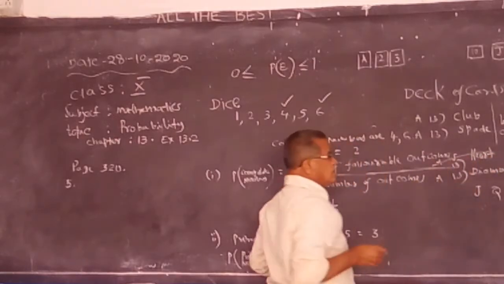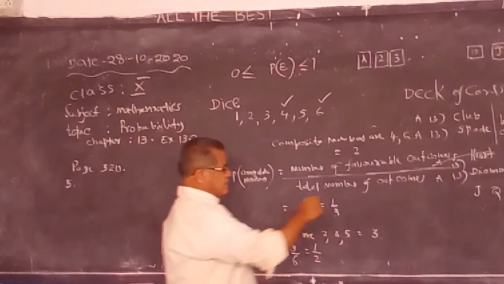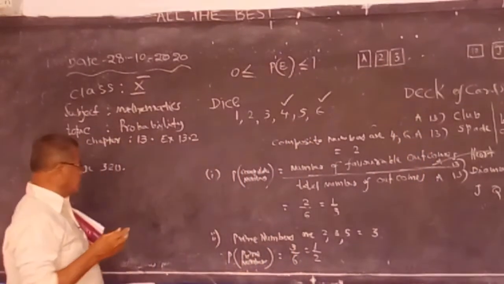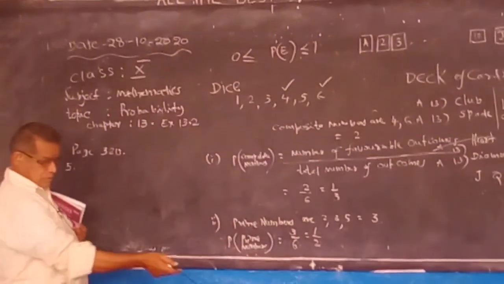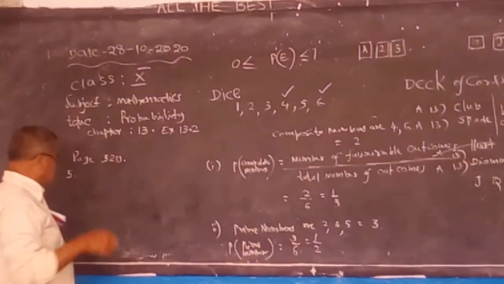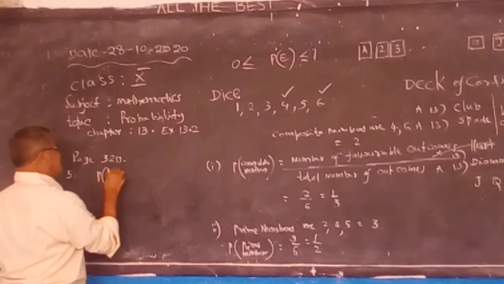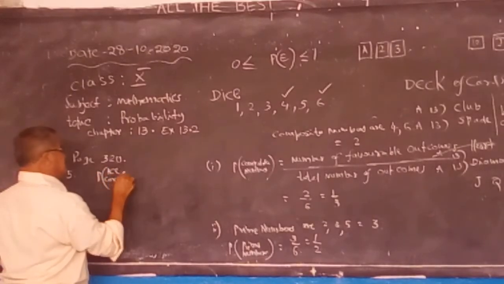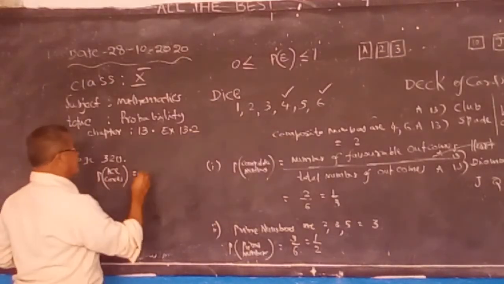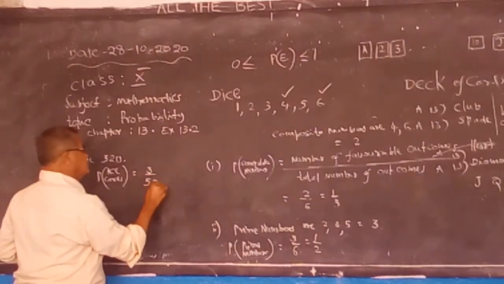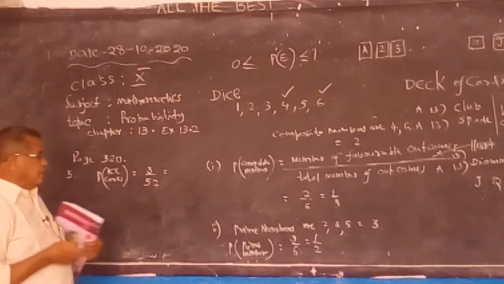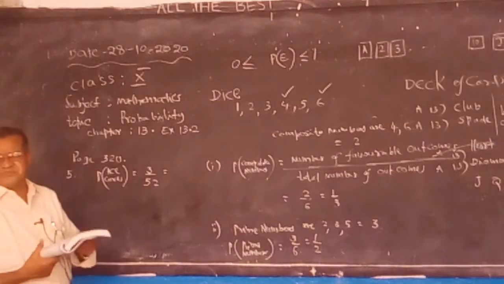So we removed all the heart cards. How many aces are there? 1, 2, 3. 3 aces are there. So the probability of an ace is the number of favorable outcomes over total outcomes. How many aces? 3 out of 50. So the answer is 3 by 50. Next question, this much only.